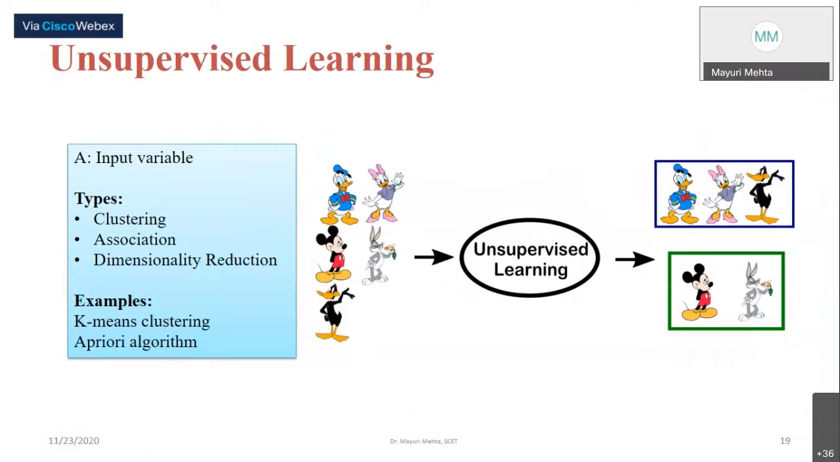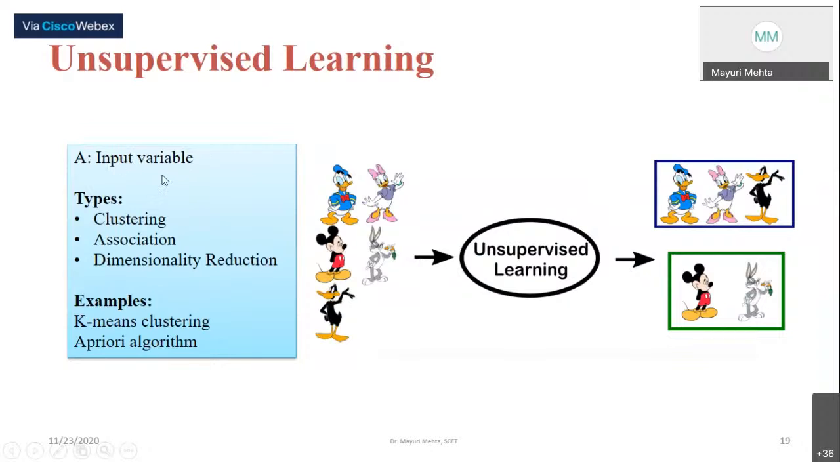The next is unsupervised learning. As the name suggests, it is opposite to supervised machine learning algorithms. Unsupervised learning involves training by using unlabeled data, and it allows the model to act on data without guidance. We don't have any response or output variable to predict here, right? As we have in supervised learning, we don't have an output variable here.